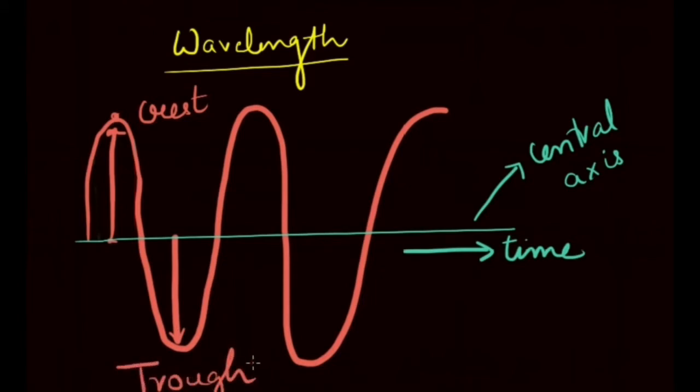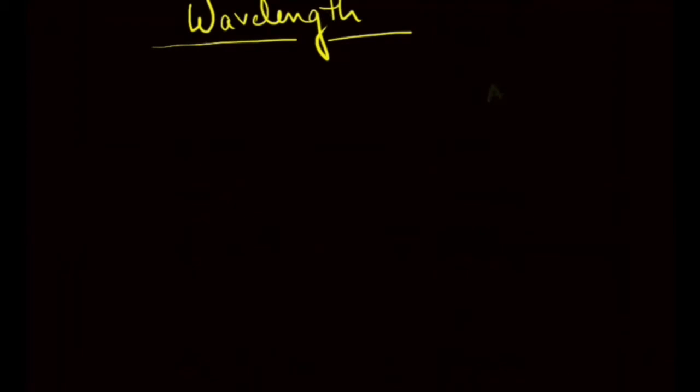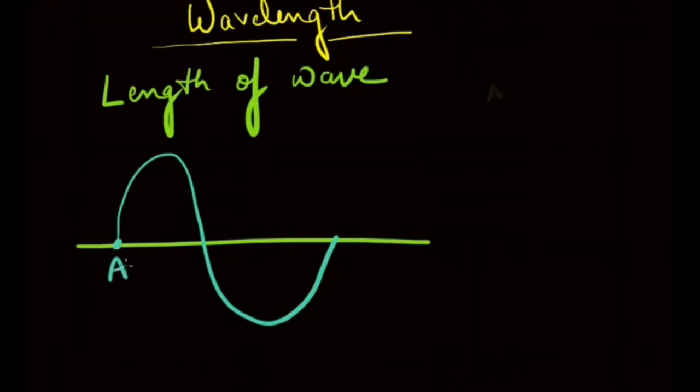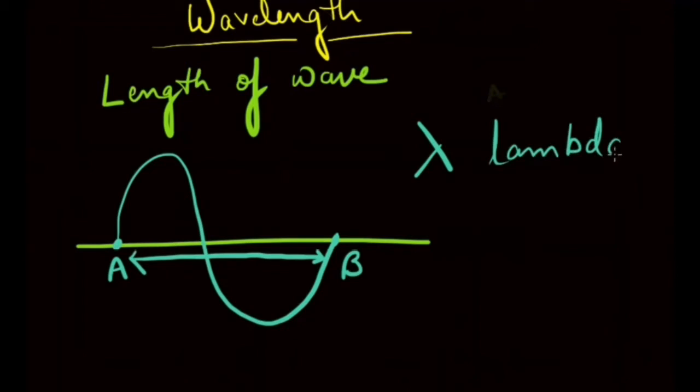Now wavelength simply means the length of the wave. So we have a wave here which starts from this point A and ends at this point B. So the wavelength of the wave would be the distance between points A and B. Wavelength is represented by the Greek letter lambda. So the wavelength or lambda of this wave would be AB.